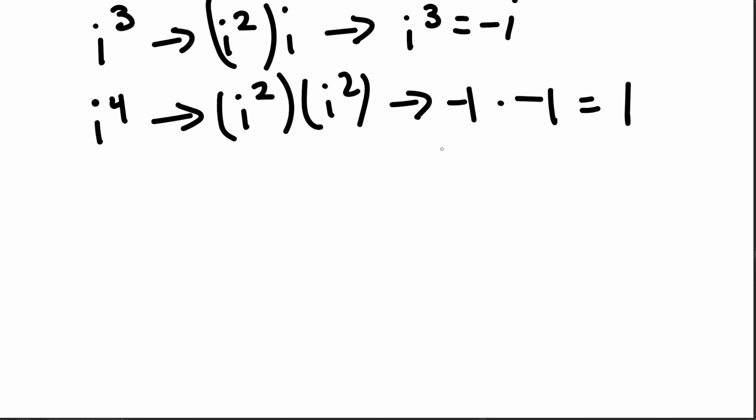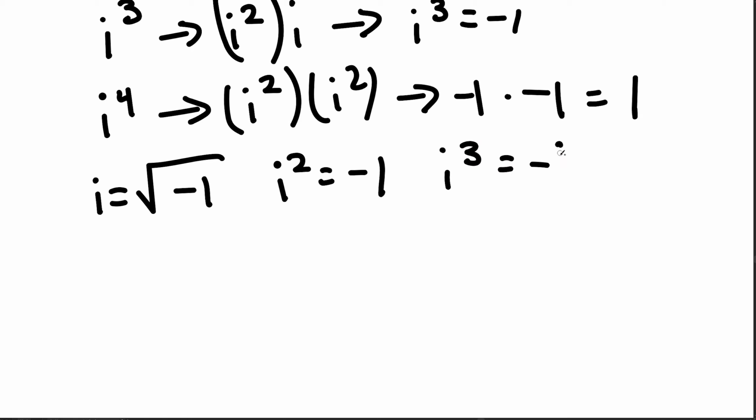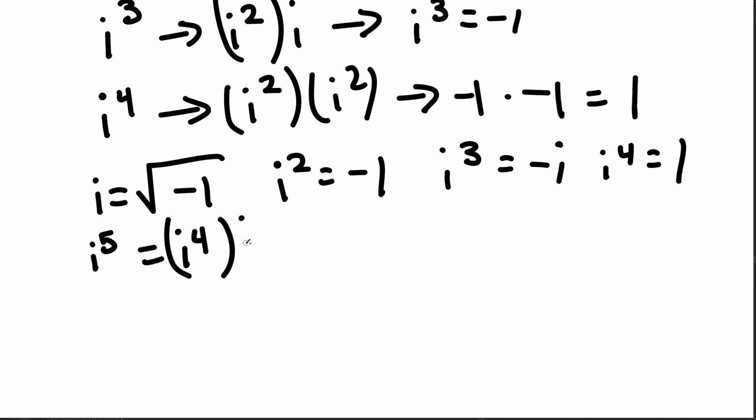So here are all the rules. i is equal to the square root of negative 1. i squared is equal to negative 1. i cubed is equal to negative i. And i to the fourth is equal to 1. And anything after 4, you just repeat. So let's say i to the fifth, that's i to the fourth times i. And then you get the gist. It's going to be the square root of negative 1.